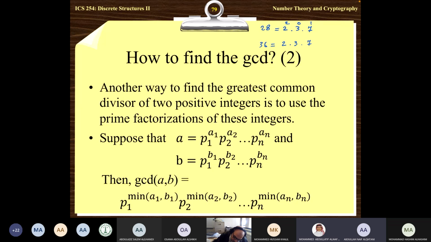2 to the power of 2. 3 to the power of 2. 7 to the power of 0.